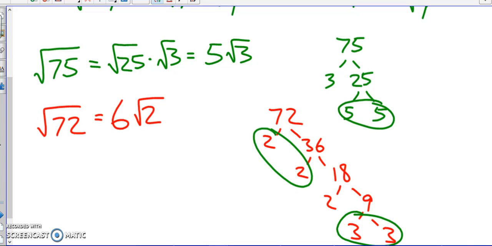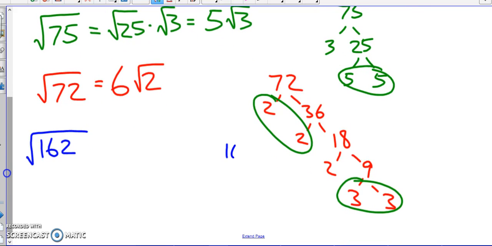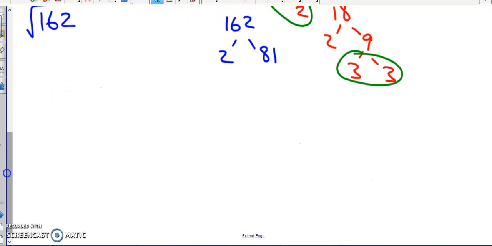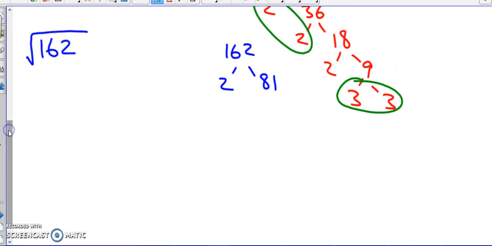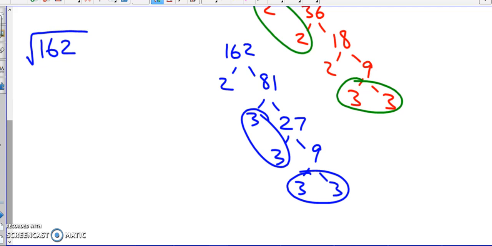All right. So how about the square root of 162? So 162 would be 2 and 81. 81 is no longer divisible by 2, but it is divisible by 3. So you get a set of 3's and another set of 3's. 3 times 3 is 9, so that's 9 square roots of 2.